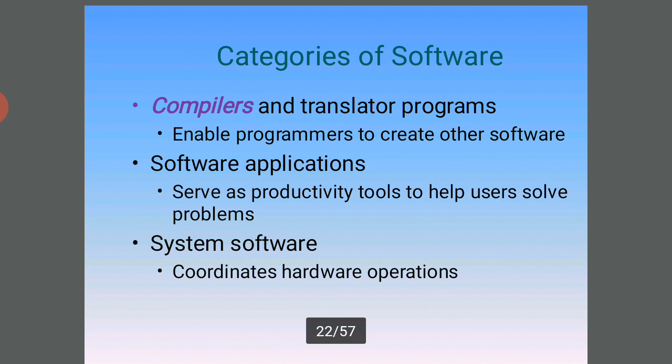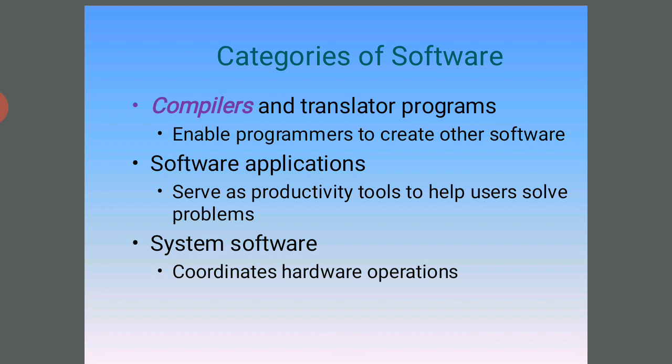So the categories of software: mainly compilers and translators, programs that enable the creation of other software. So what is a compiler? The compiler is a translator of programs. The computer cannot understand English, so it has to be translated. Compilers can translate the programs, enabling programs to create other software.